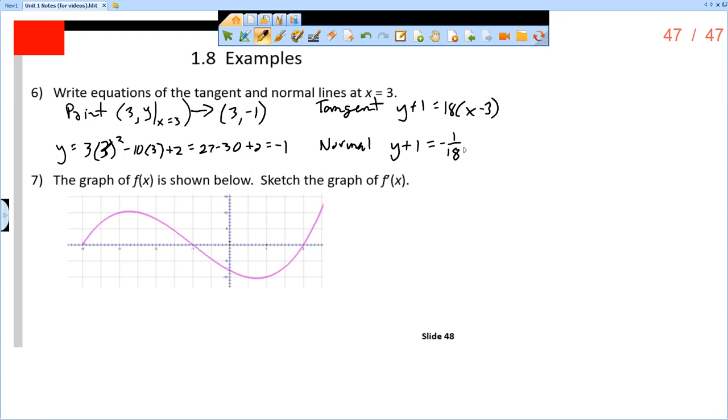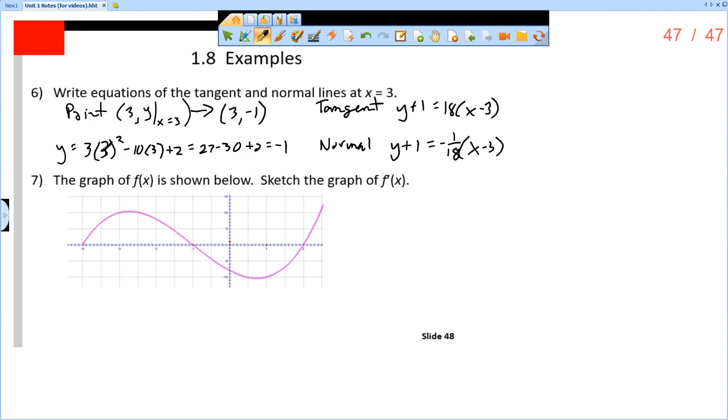Remember, the tangent line and normal line are opposite reciprocals. They're perpendicular. All right. And then x minus 3. All right. So that's example 6.